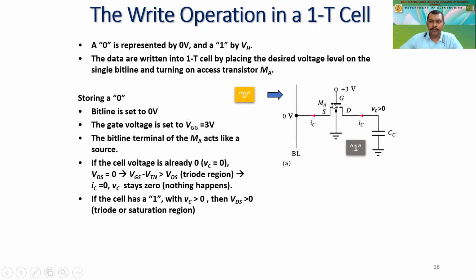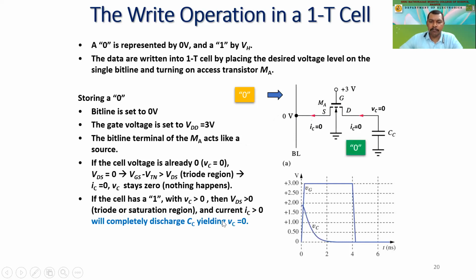So this triode will start, and the current IC is greater than 0. So you see how it happens. The capacitor will start discharging, and as soon as it completely discharges, automatically 0 is loaded in the cell, right? The speed of the dynamic RAM depends on the discharging and charging of a capacitor, right? Here you are able to see the charging and discharging of a capacitor. It might require 2 nanoseconds, whereas static RAM requires around 6 to 7 nanoseconds.